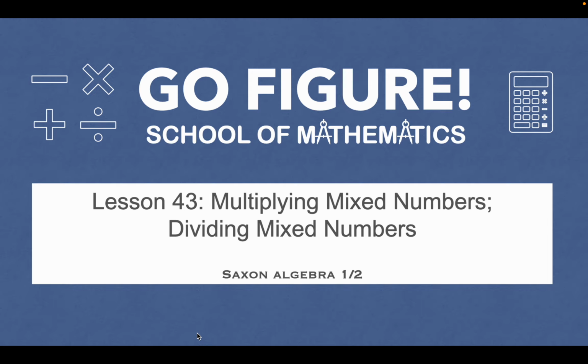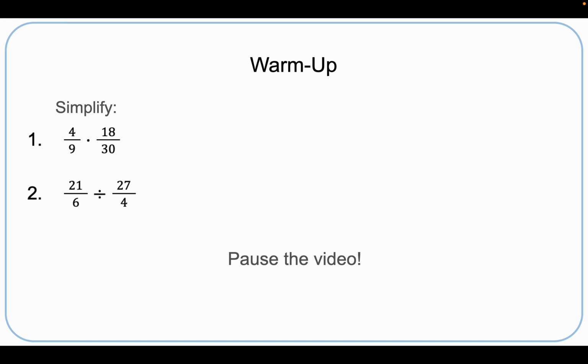Today we are on lesson 43 of Saxon Algebra Half, multiplying mixed numbers and dividing mixed numbers. Here are a couple warm-up problems. Please pause the video and work those out, and then check your answers on the other side. All right, first problem.